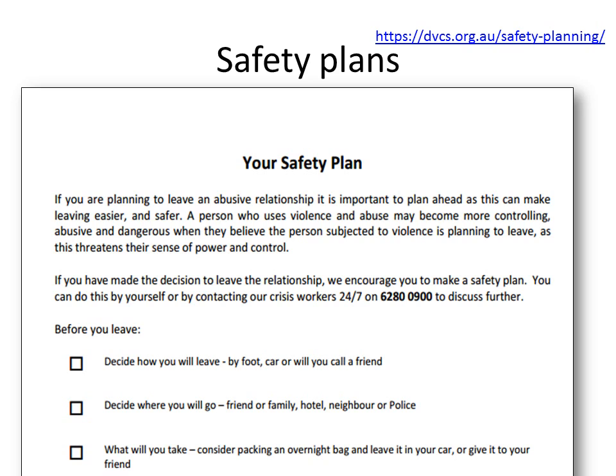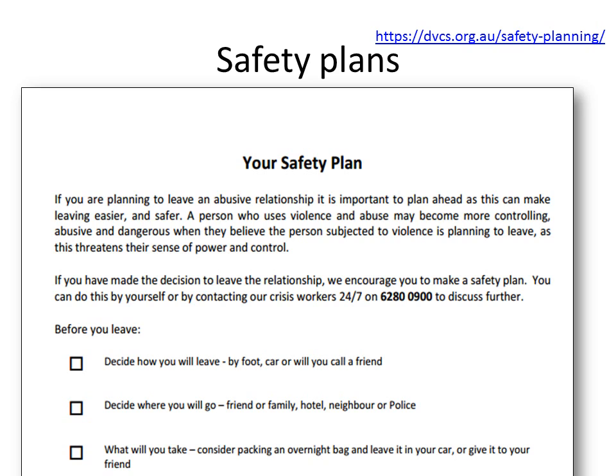This, you're not going to be able to read it all, but this is from the Domestic Violence Service here in Canberra. They've got quite a neat little safety plan, and they make a key point here, which is a person who uses violence and abuse may become more controlling, abusive and dangerous when they believe the person subjected to violence is planning to leave, because that threatens their power and control. So at that point of leaving is actually the most dangerous for the survivor. So it should be planned.